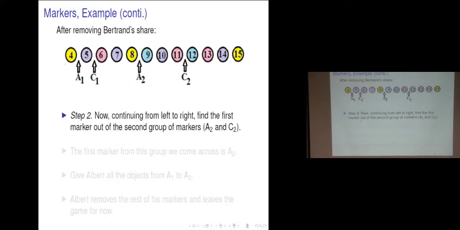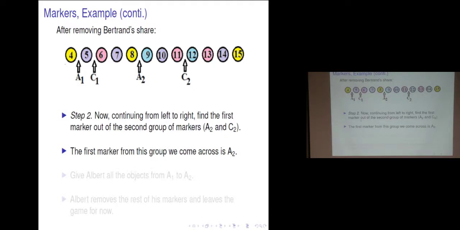Now step two. We continue going from left to right, but we want to find the first marker out of the second group of markers. The second group of markers is the markers with index 2. So we move from left to right until we find the first marker with the subscript 2. Go here, A2. So the first marker from this group in this particular example will be A2. So we check this: among the markers with subscript 2, we find who is the first one.